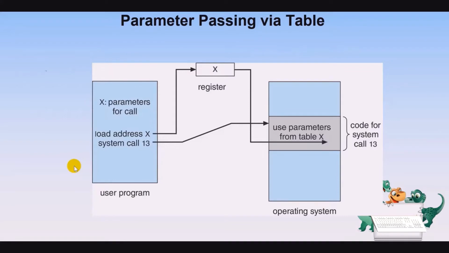This one is parameter passing via a table. Parameters are generally passed to system calls via registers, or less commonly by values pushed onto the stack. Large blocks of data are generally accessed indirectly, through a memory address passed in a register or on the stack, as shown here.